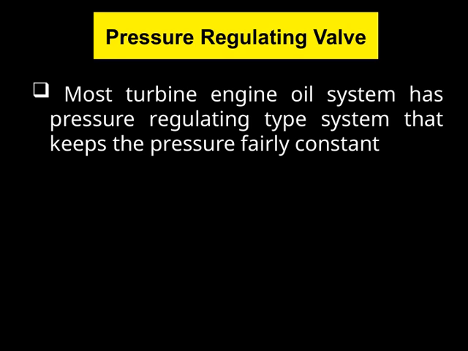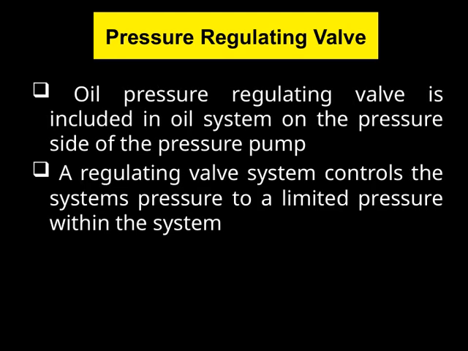The oil pressure-regulating valve is an essential component in the oil system, and you'll find it on the pressure side of the pressure pump. Its main job is to help control the oil pressure within the system, ensuring it stays within safe and optimal limits. Think of it as a sort of pressure valve that prevents the system from becoming overpressurized. This is where the regulating valve system comes into play. It acts like a pressure governor, maintaining the system's pressure at a limited, predetermined level. By doing so, it protects the components from potential damage caused by excessive pressure.